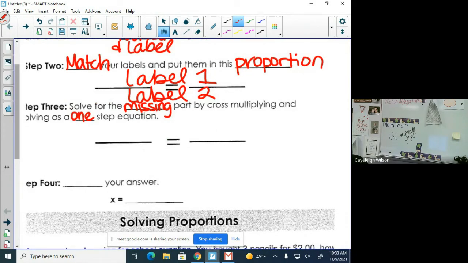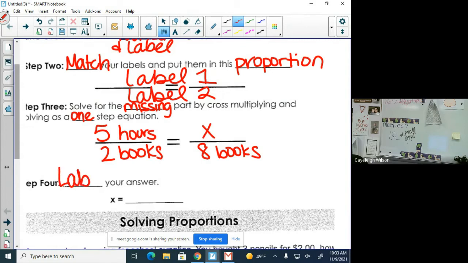So that just means like if you had 5 hours for 2 books, how many hours for 8 books or something like that, okay? You would cross multiply and solve. And last thing you should do is always label your answer. So the answer to that problem is 20 books, but we'll get to that. But you should always label.